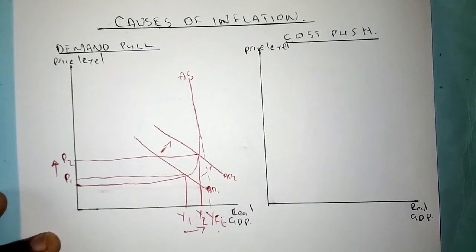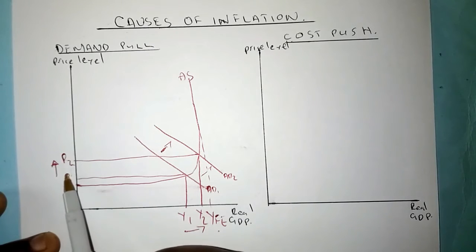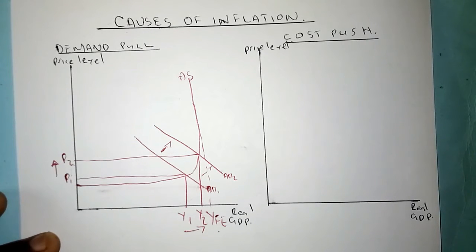So those factors of production become scarcer, labor becomes scarcer, capital becomes scarcer. That forces prices to rise. That's how you see the demand pull inflationary pressure rising from P1 to P2. That is how demand pull inflation is caused.